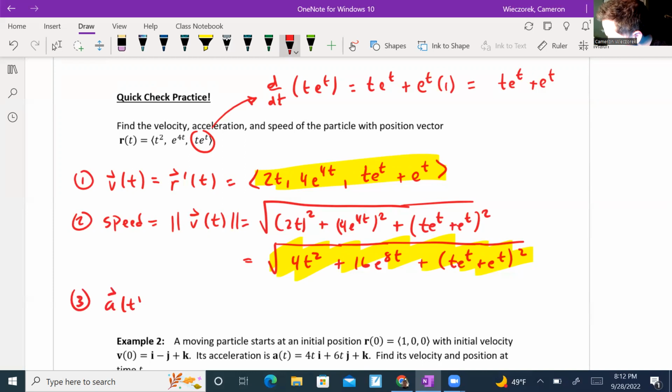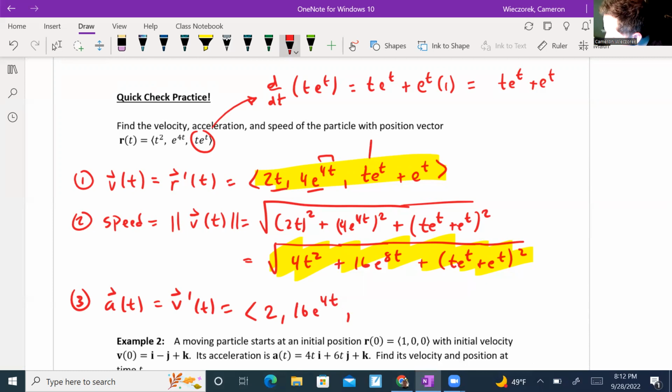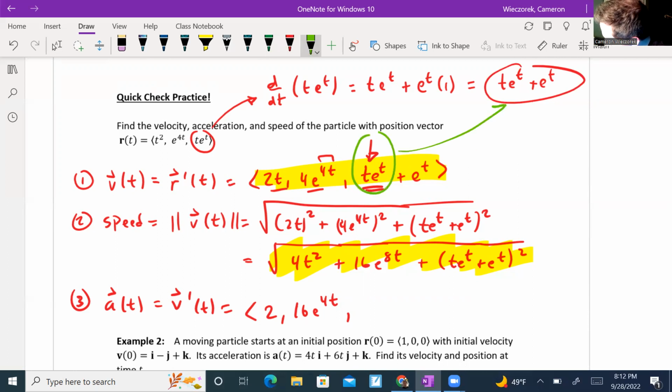That's going to be the derivative of my velocity vector, second derivative of my position vector. First two components, pretty easy. We're going to get 2. We're going to get a 16 because of the chain rule. So we're going to get 4e to the 4t times the 4 from the chain up top, 16e to the 4t. And then this looks awful, but it's actually not because you already took the derivative of te to the t up here. The derivative of that first portion right here that I'm going to circle in green is this right here. So it's almost kind of like a recursive derivative going on here.